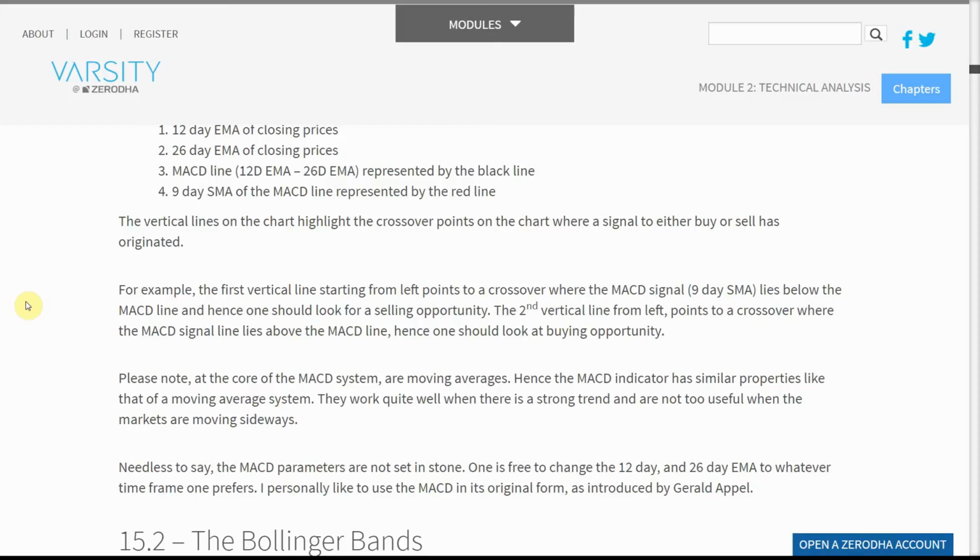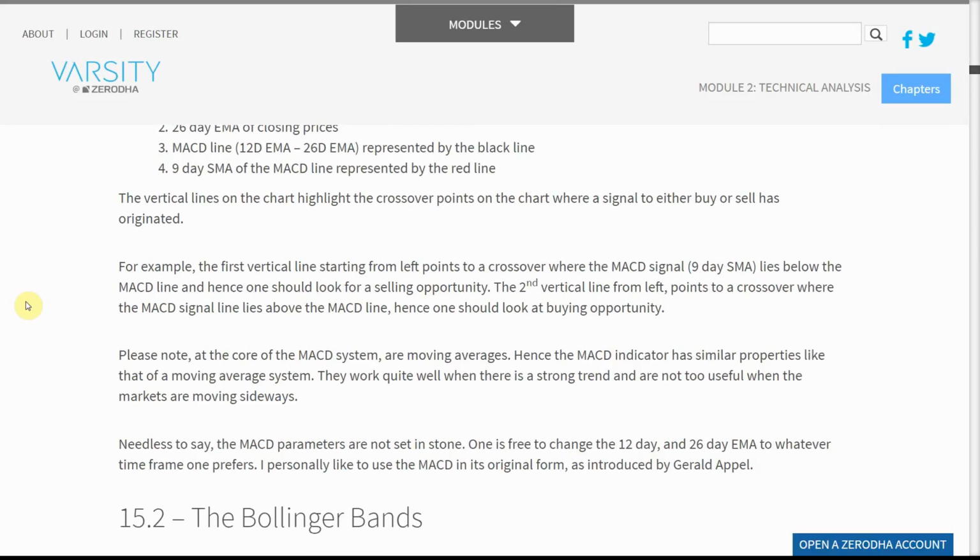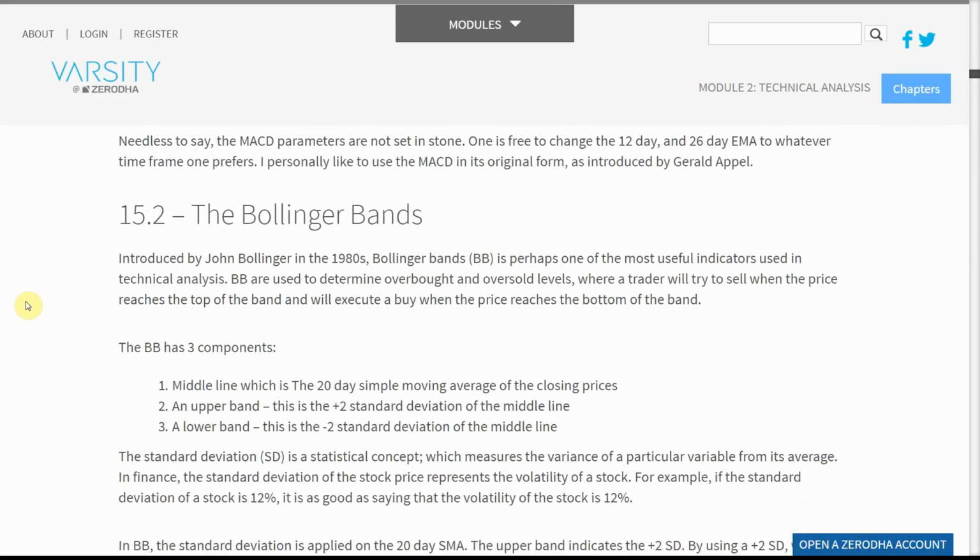Please note, at the core of the MACD system are moving averages. Hence the MACD indicator has similar properties to that of a moving average system. They work quite well when there is a strong trend and are not too useful when the markets are moving sideways. Needless to say, the MACD parameters are not set in stone. One is free to change the 12-day and 26-day EMA to whatever time frame one prefers. I personally like to use the MACD in its original form, as introduced by Gerald Appel.